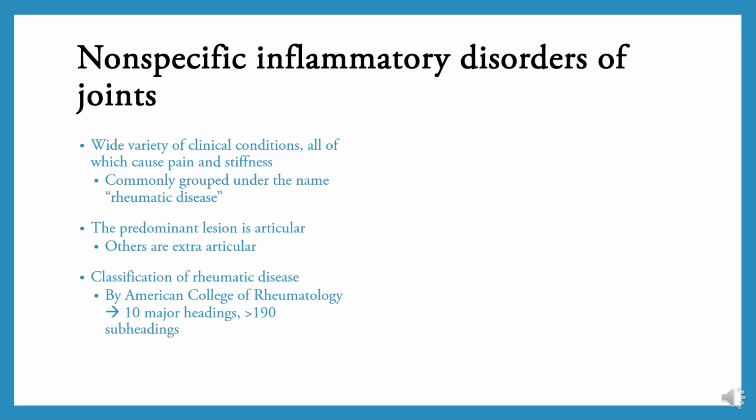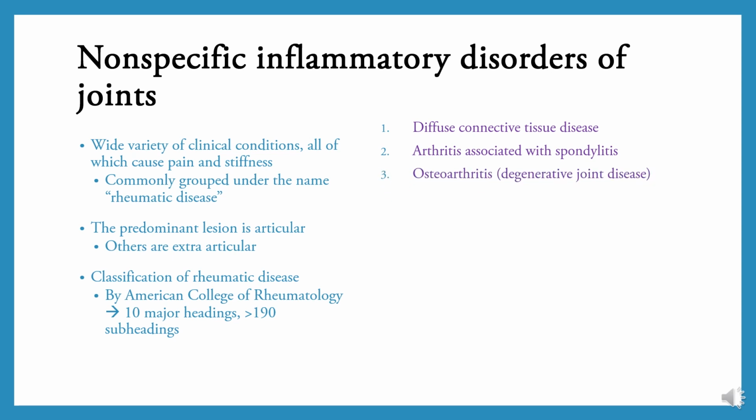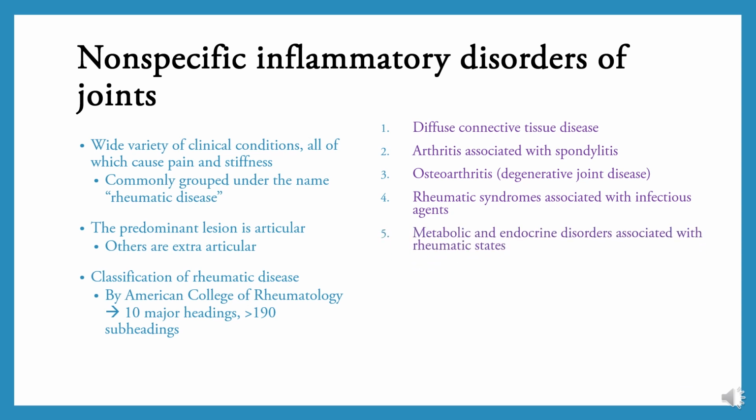Classification of rheumatic disease is done by the American College of Rheumatology. First is diffuse connective tissue disease. Second is arthritis associated with spondylitis. Third is osteoarthritis. Fourth is rheumatic syndromes associated with infectious agents. Fifth is metabolic and endocrine disorders associated with rheumatic states.